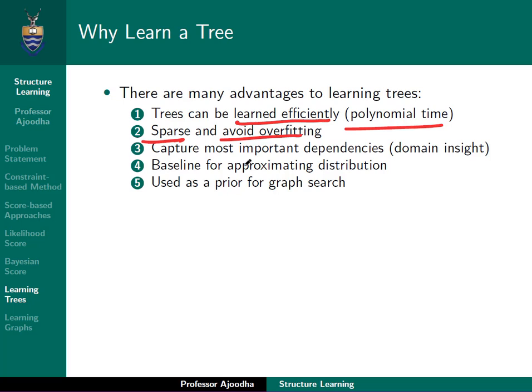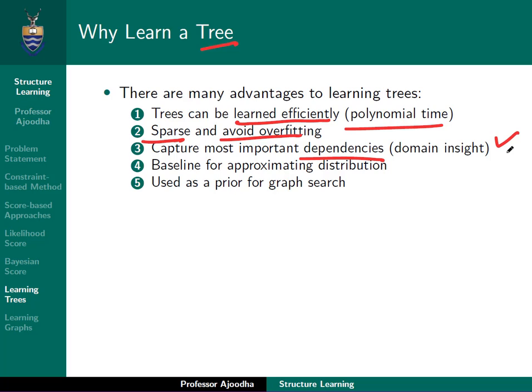What else? They capture the most important dependencies. The most important dependencies between nodes in pairs are the ones that are represented in the tree. That's very useful, because capturing that summative information can provide domain insight that captures the most important associations.